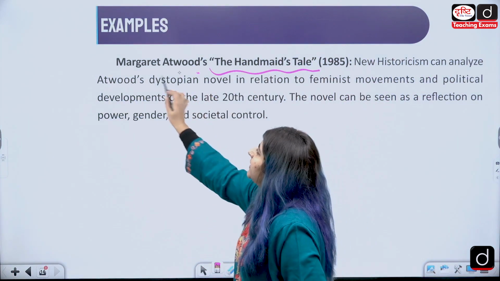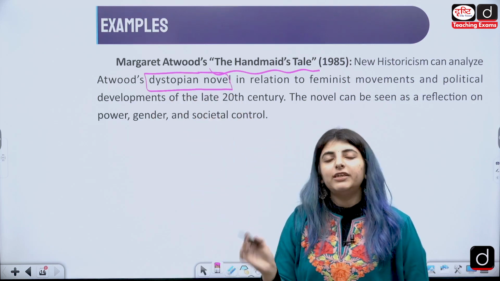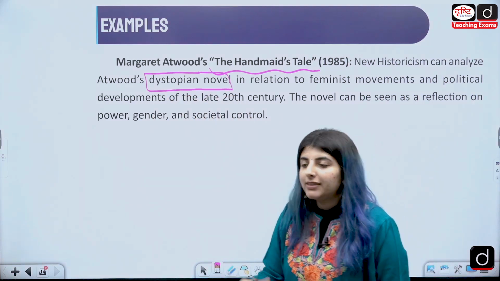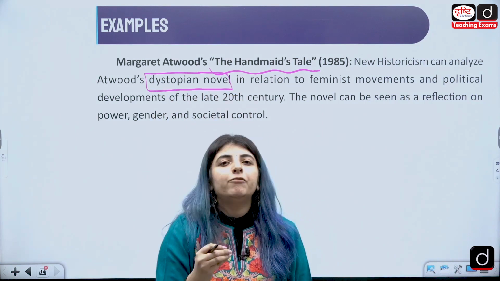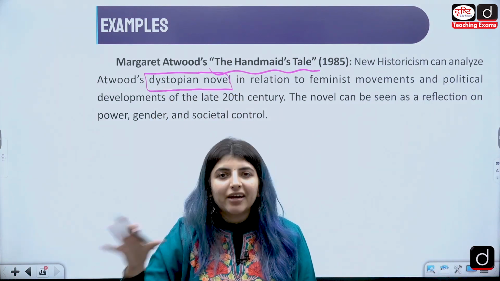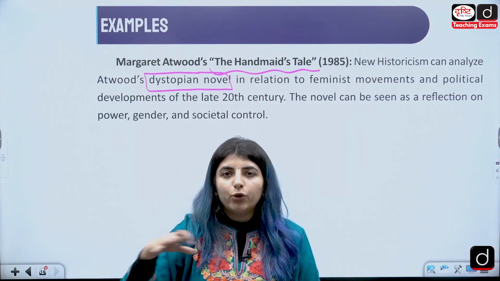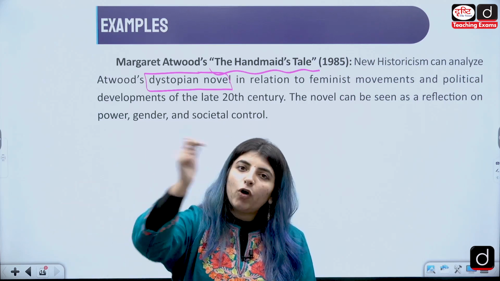Then we have the last example, Margaret Atwood's The Handmaid's Tale. Here we can see this is a dystopian novel. What is a dystopian novel? A dystopian novel is some sort of novel which somewhere or the other tries to talk about anarchy, which tries to talk about the chaos. Ideal society से opposite होती है.